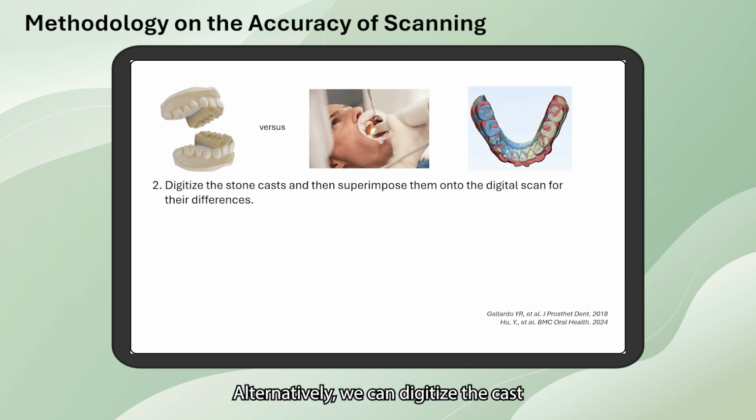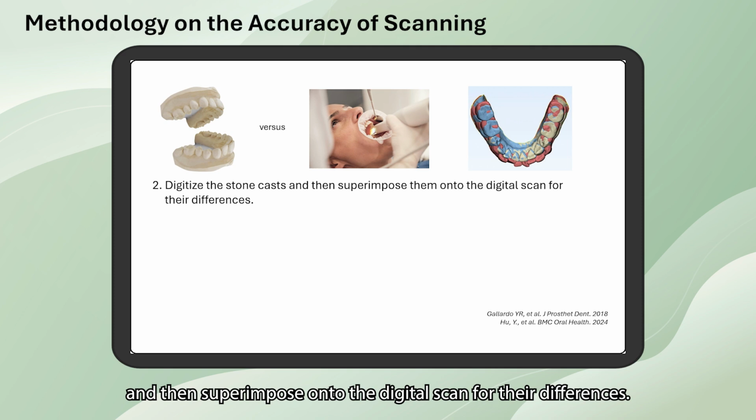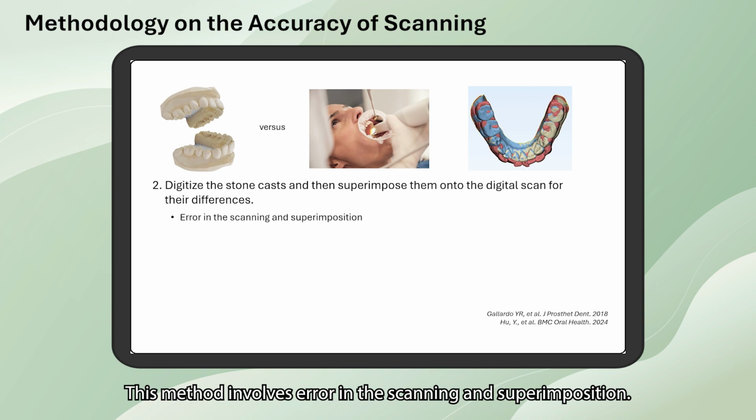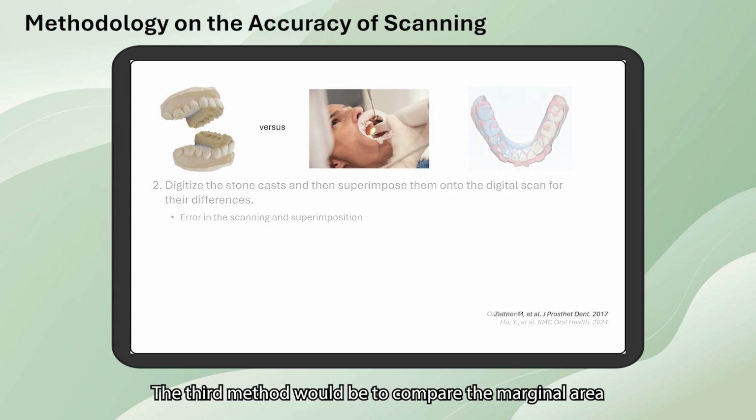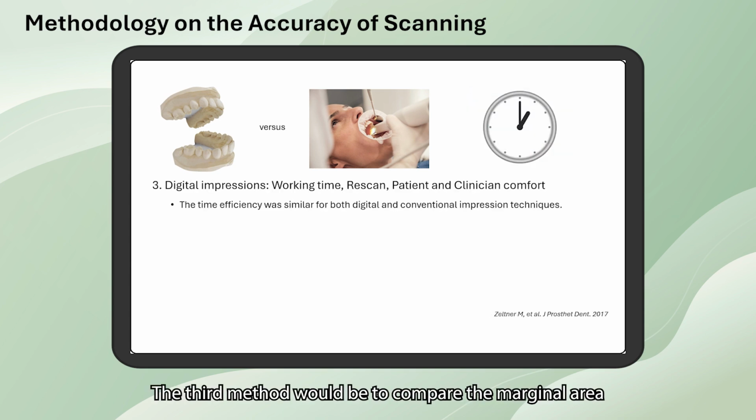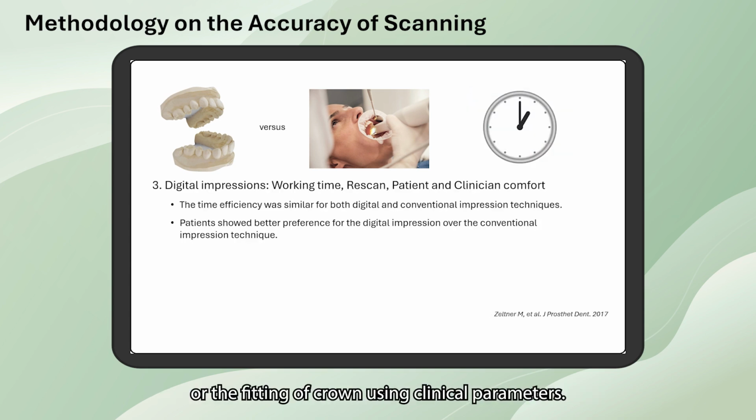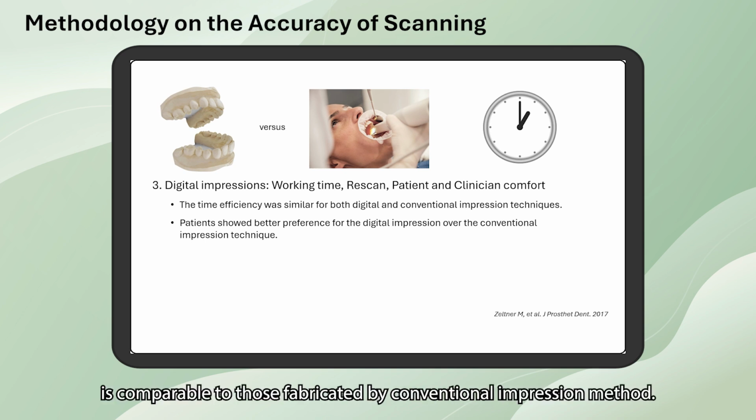Alternatively, we can digitalize the cast and then superimpose onto the digital scans for their differences. This method involves error in the scanning and superimposition. The third method would be to compare the marginal area or the fitting of crown using clinical parameters. This method usually demonstrates that the fitting of margin and crowns fabricated by scanning is comparable to those fabricated by conventional impression method.